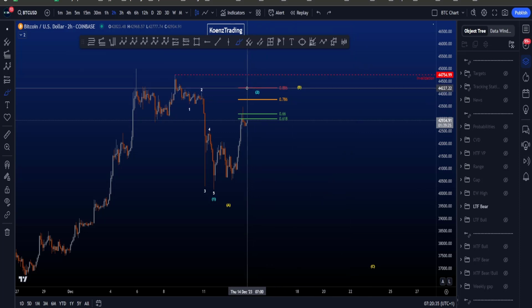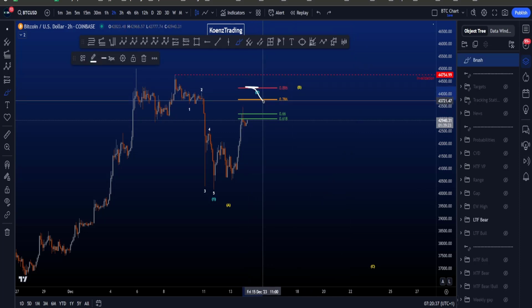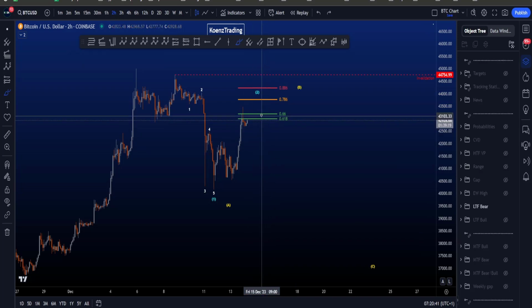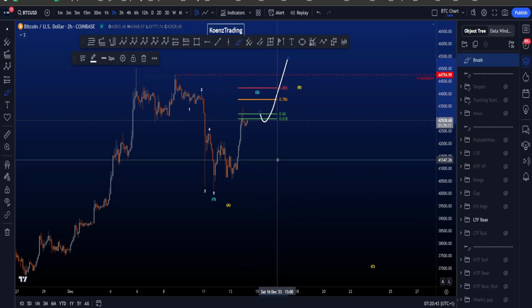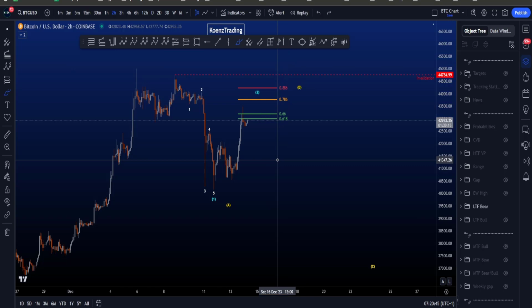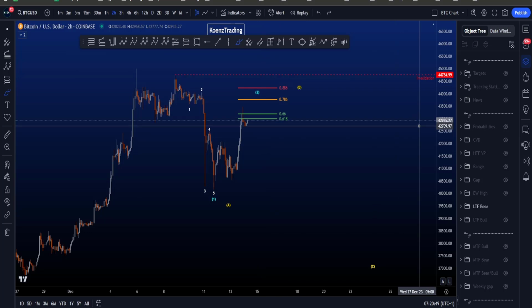Another thing that you see very often is after the 886 is hit, price likes to retrace to the golden pocket area, look for potentially signs of support, and then it likes to continue back towards the upside for higher prices to come. So the 886 here, very important at 44.2k.